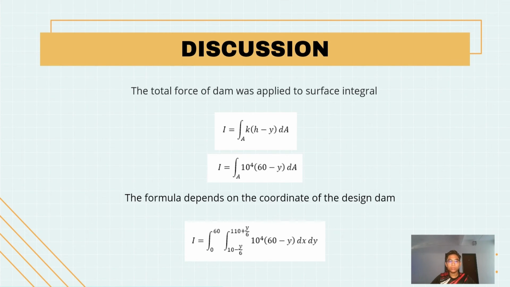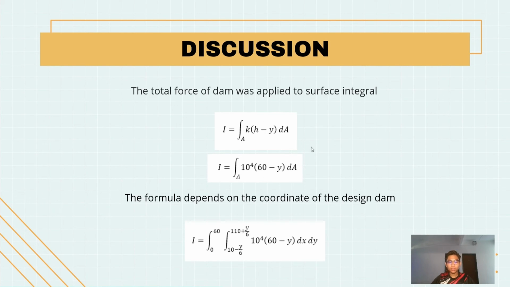So I will continue on the discussion part. Based on the solution for the question above, the force on the dam was applied to the surface integral equation. It is necessary to determine the coordinates of the cross-sectional area of the dam. Then we create the equation using the specified coordinates for the design of the dam by using this formula. We need to use the integral method.